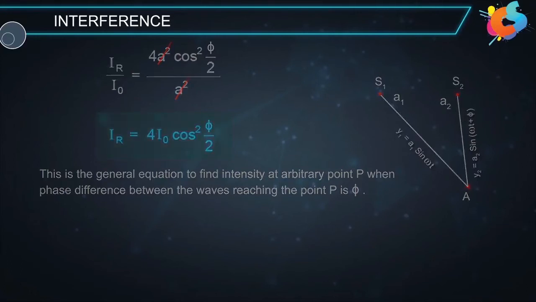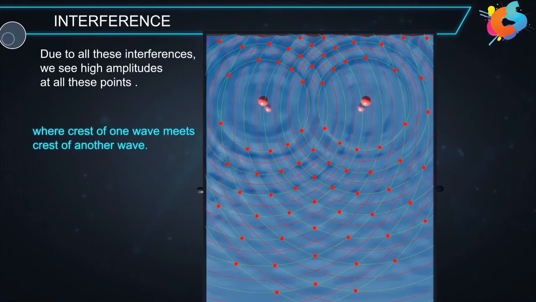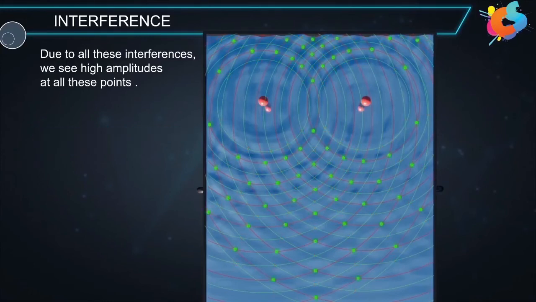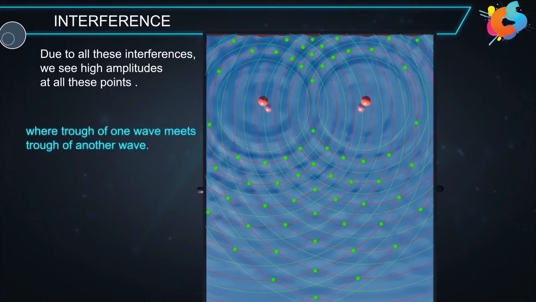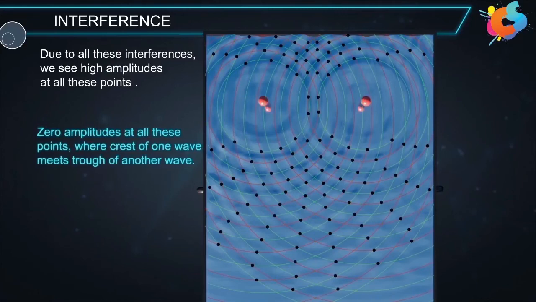Due to all these interferences, we see high amplitudes at all these points where the crest of one wave meets the crest of another wave, and all these points where the trough of one wave meets the trough of another wave. We get a zero amplitude at all these points where the crest of one wave meets the trough of another wave.